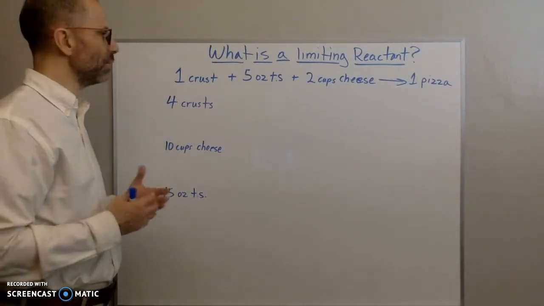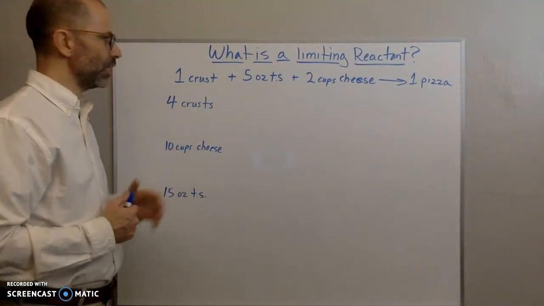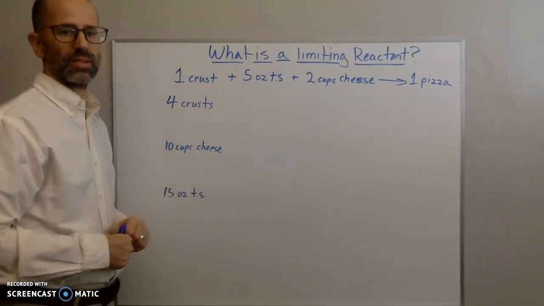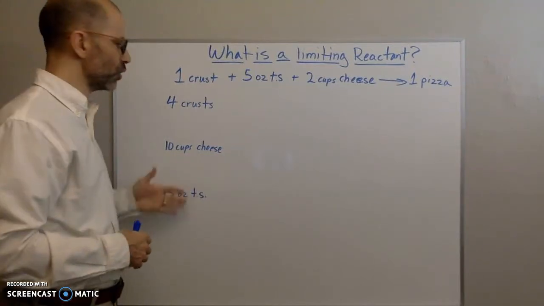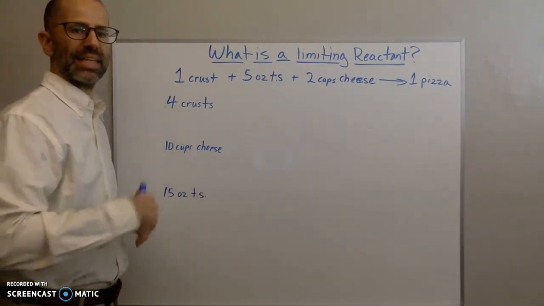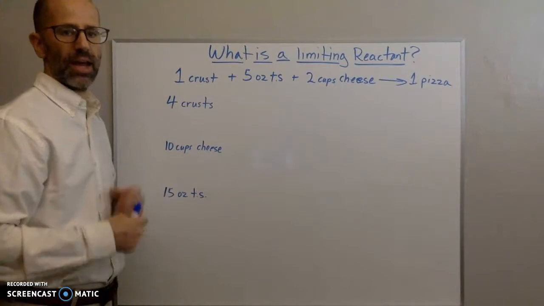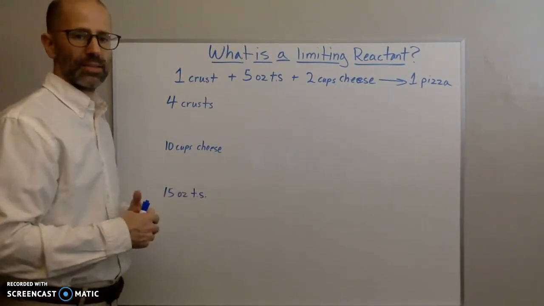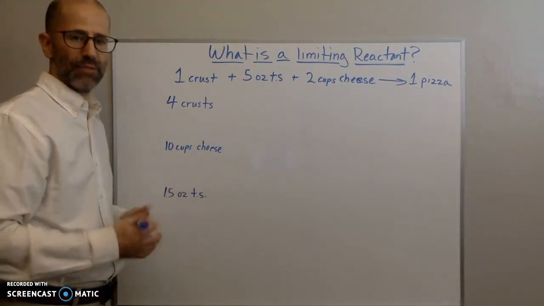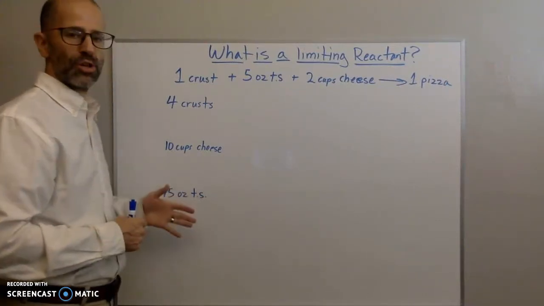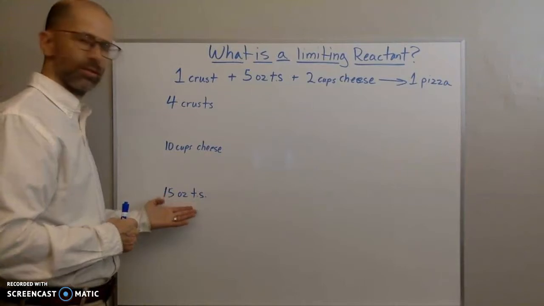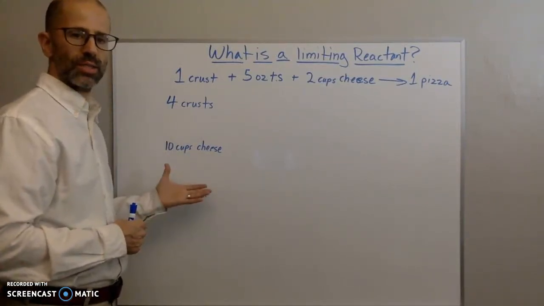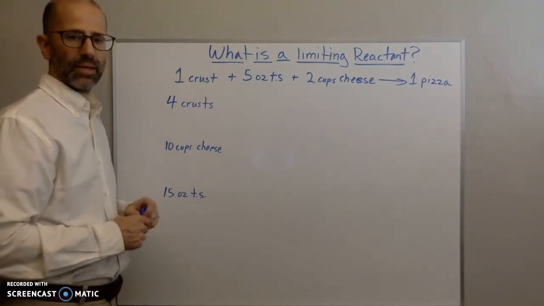And so the limiting reagent in my ingredients is the reagent that limits the number of pizzas I can make. Whatever ingredient gives me the least number of pizzas, that's the limiting reagent. So I can only make as many pizzas as the ingredients I have. If I only have a certain amount of tomato sauce, or cups of cheese, or crusts, I can only make that many pizzas.